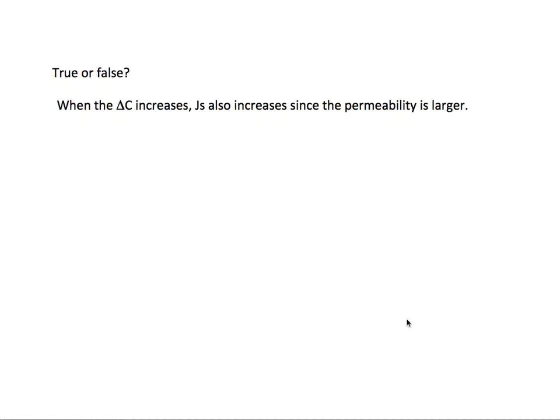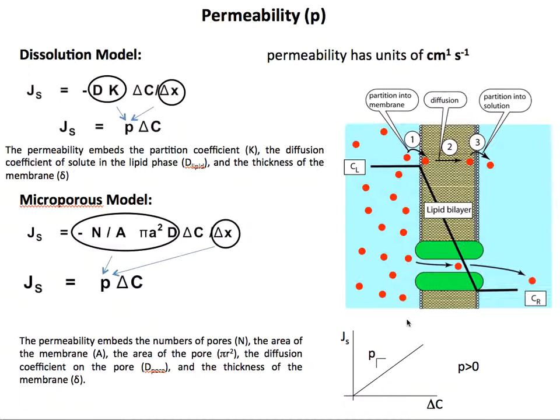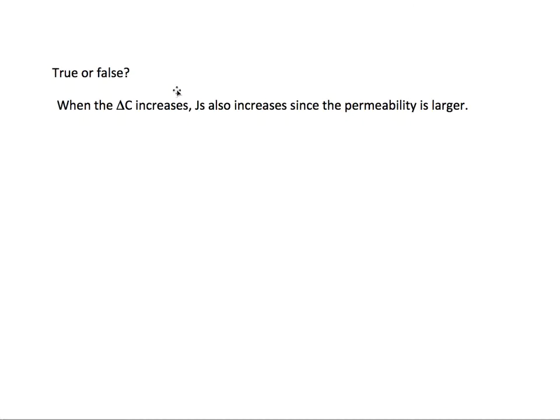Questions, true, false. When delta C increases, JS also increases since the permeability is larger. Now this is going to be a false statement because when delta C increases, JS increases. That's true, but it's not because the permeability is larger. Delta C increasing has nothing to do with permeability because the permeability has to do with the diffusion coefficient, partition coefficient, and lipid bilayer thickness. So the answer to this question is false.